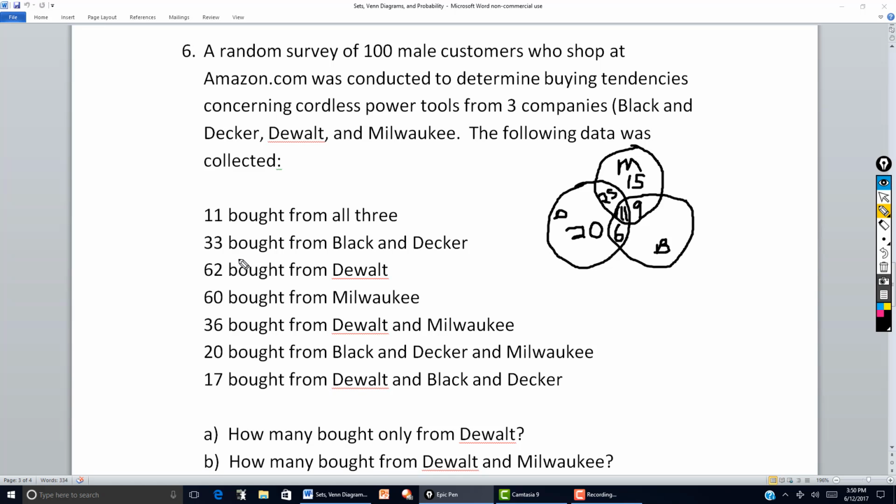And then the same thing for Black & Decker. 33 bought from Black & Decker. So these 4 regions in here have to add up to 33. I already have 9 on this one, 11 here, 6 here. So that's going to give us 20, and then 26. We need 7 more to get to 33. So that would be 7.